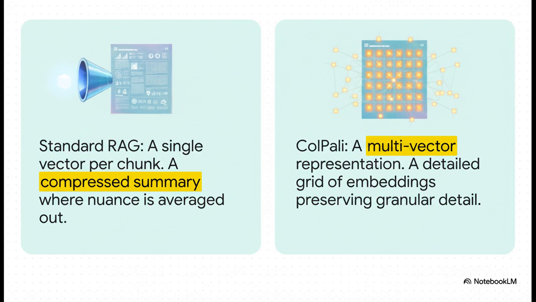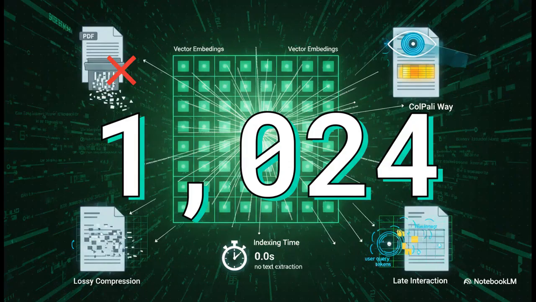ColPali does the exact opposite. It refuses to summarize. It keeps everything separate, creating this incredibly detailed, multi-vector map of the page. And how detailed are we talking? Well, look at this number, 1024.